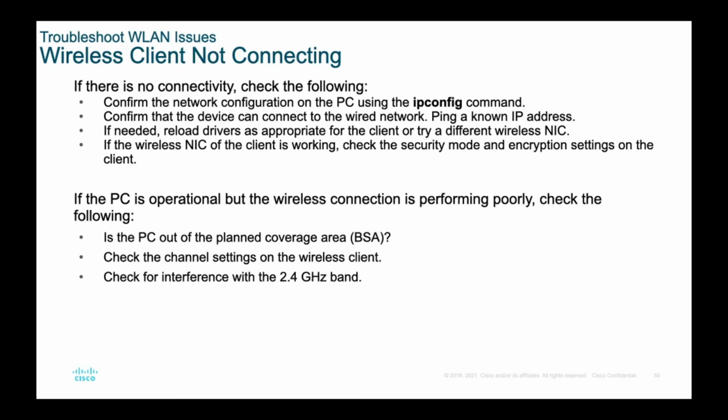Is the PC in the coverage area? Sometimes you don't get the signal. Check the channel of the wireless setting. Is it the same as your PC? I mean, does your device support that? Check the interference with the 2.4 GHz band. Most of the time, 2.4 GHz has interference when devices use the same channel. If it's the same channel, the quality will be lower, so the client might not get anything.